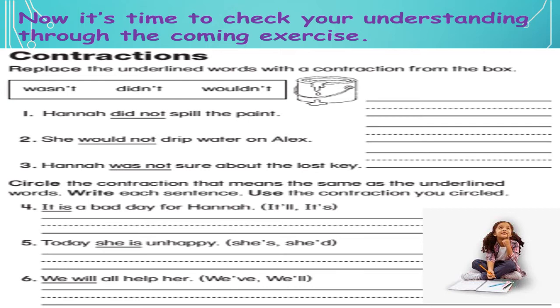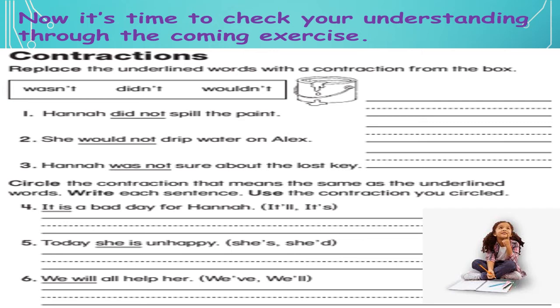Number 1, Hannah did not spill the paint. We want the short form of did not. Number 2, she would not drip water on Alex. What's the short form of would not? 3, Hannah was not sure about the lost key. Again, we need the short form of was not.